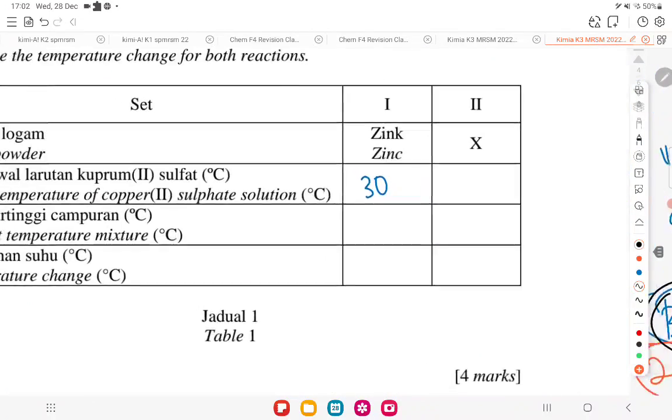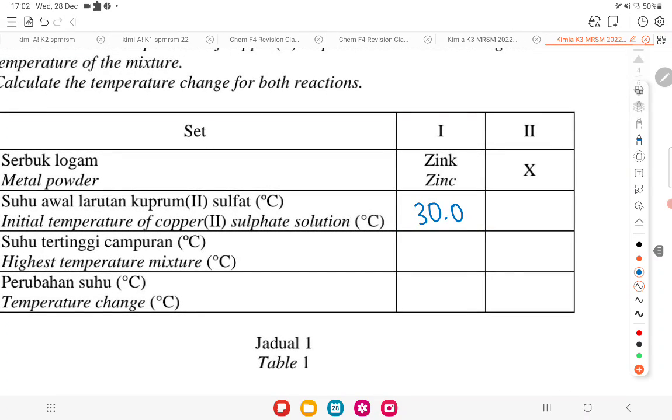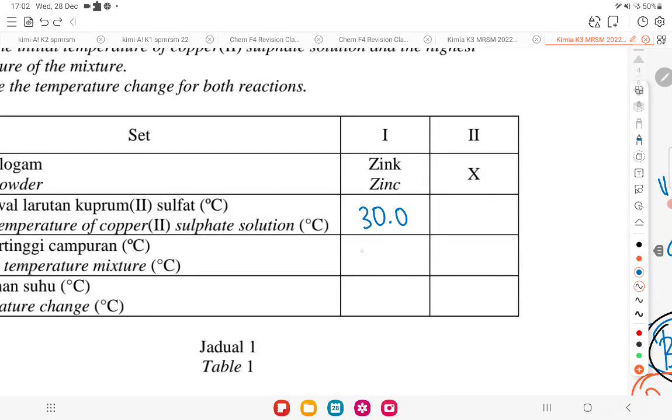So in this case, how many decimal points should we put? We measure the temperature using a thermometer. The thermometer is not one of the 2 special cases, it's not the burette, it's not the electronic balance. So 1 decimal point will do. So 30.0. Okay? So the highest temperature, same thing, you have to do the experiment yourself to figure it out.